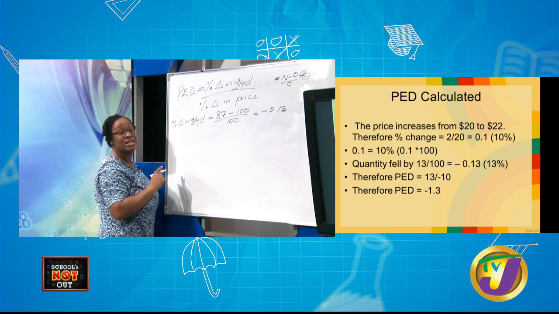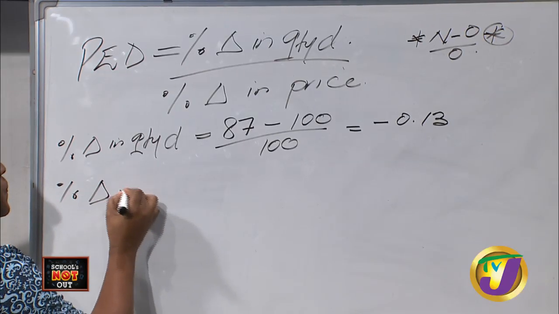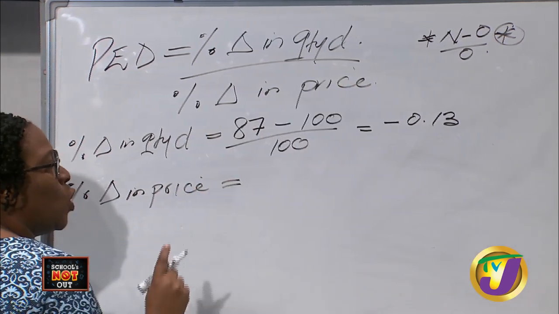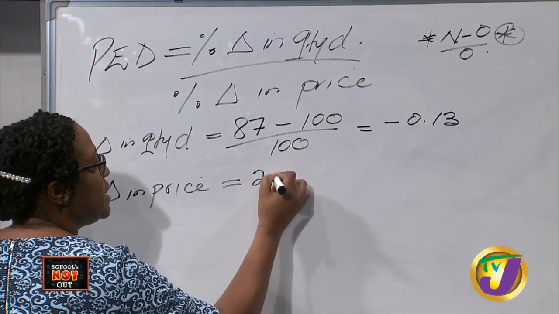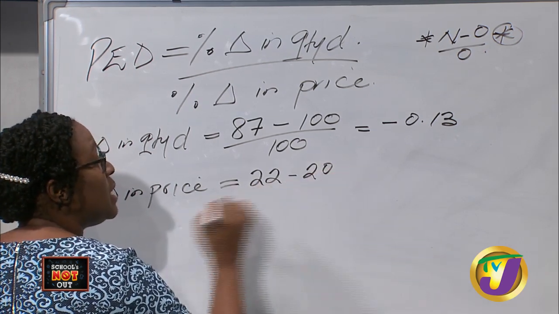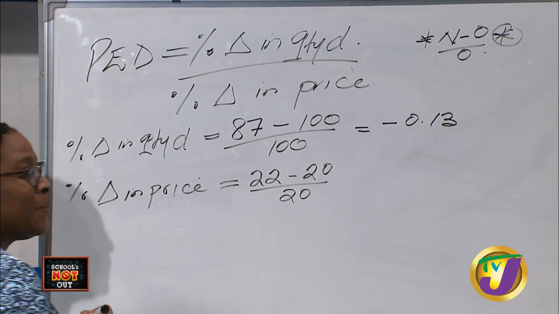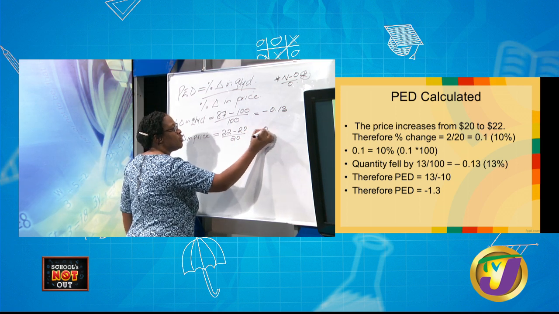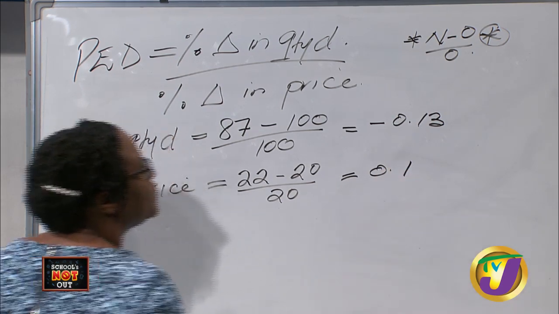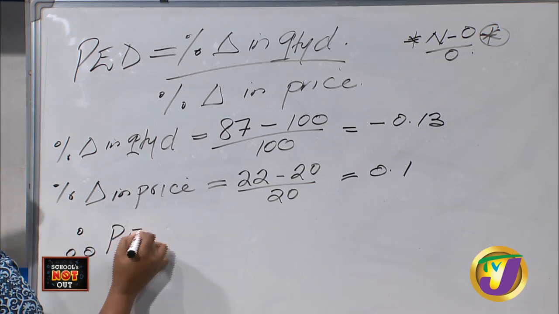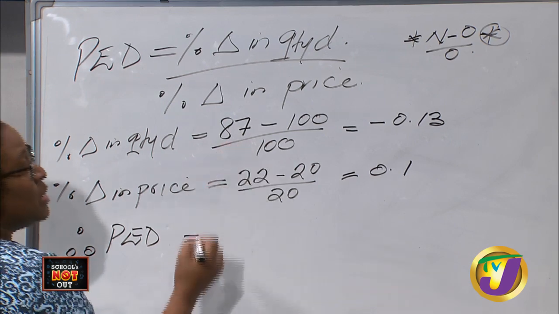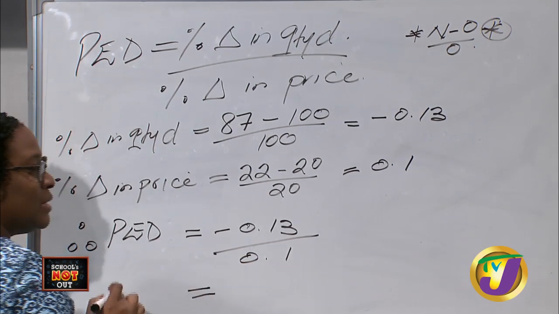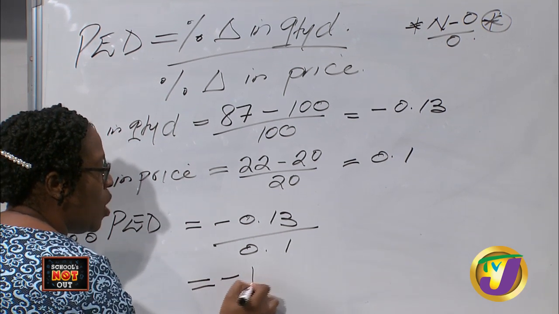Let's now work out the percentage change in price. Again, to our little note there, new minus old divided by old. The new price, the question says, is $22, minus the old price of $20, divided by the old price of $20. And you're working with me, I'm giving you some time. And so your answer here is 0.1. Therefore, the price elasticity of demand for pencils is negative 0.13 divided by 0.1. And your answer is, that's correct, negative 1.3.